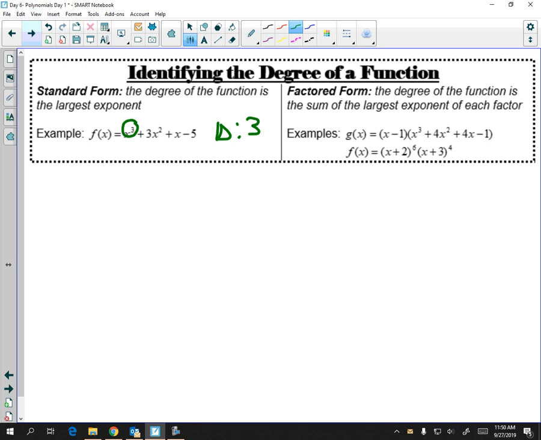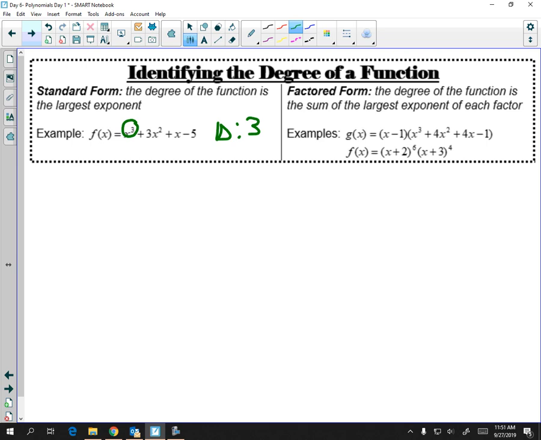Let's talk about factored form. The degree of the function is the sum of the largest exponents of each factor. So on the left, standard form is when you're adding or subtracting everything together. On the right, factored form is when you have parentheses, right? A factor is x minus 1. The other factor is x cubed plus 4x squared plus 4x minus 1.